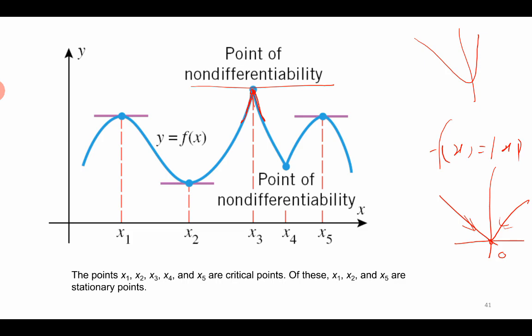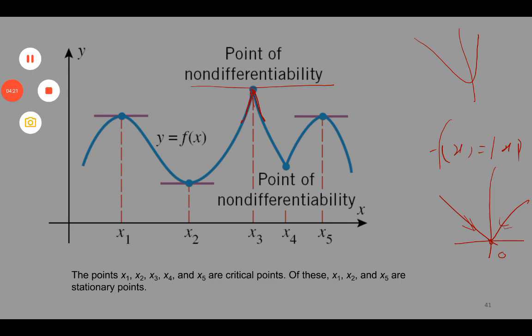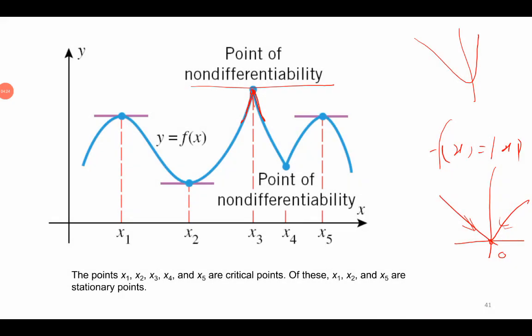And in this kind of horizontal tangent line, you will find the slope is 0. So the derivative exists but is 0. These are the points at which the derivative exists but is 0, but these are the points at which the derivative does not exist. So there are 5 points here, x1, x2, x3, x4 and x5. All of them are critical points, since either the derivative does not exist or, if it exists, it is 0.